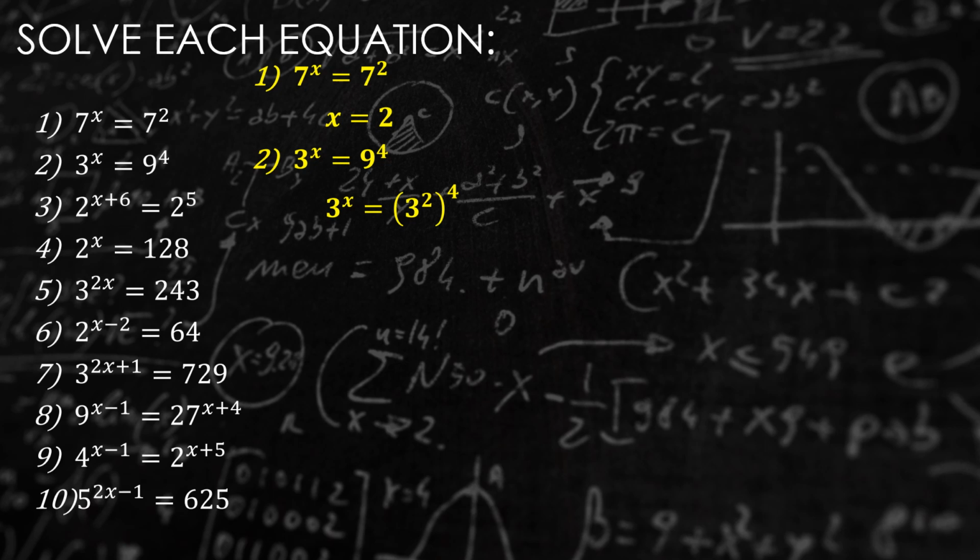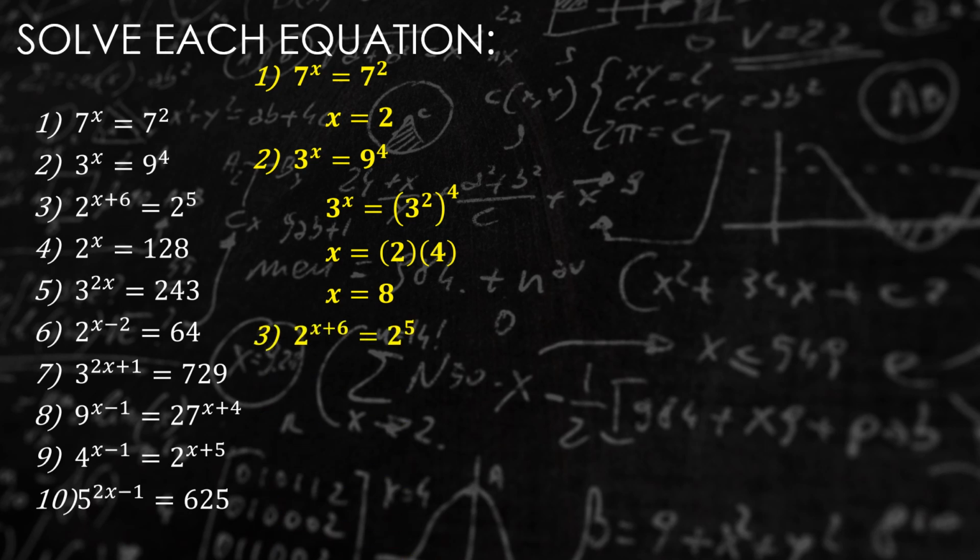Since the same na ang kanilang base, i-equate na natin ang mga exponents. So, dito sa left side, x, and sa right side naman 2 times 4, so that is 8. So, x equals 2 times 4, x equals 8, so yan na yung sagot natin for number 2.